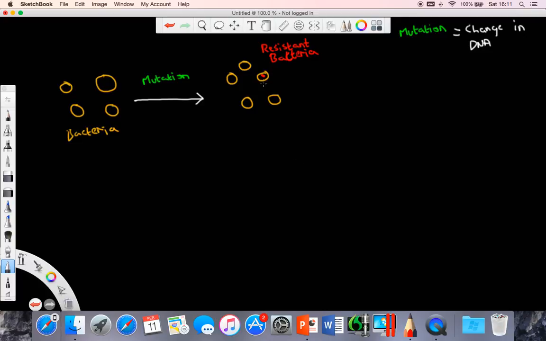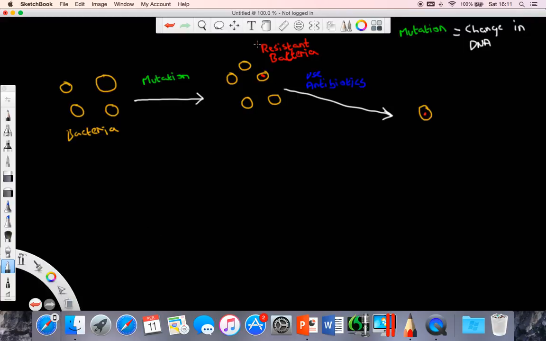Now, if we left this bacteria, it may not get enough food or enough space in order to survive, and therefore it would die on its own. But by using antibiotics on this group of organisms, what is actually going to happen is all of the other bacteria are going to die, and all we're going to be left with is the one that is resistant to antibiotics.